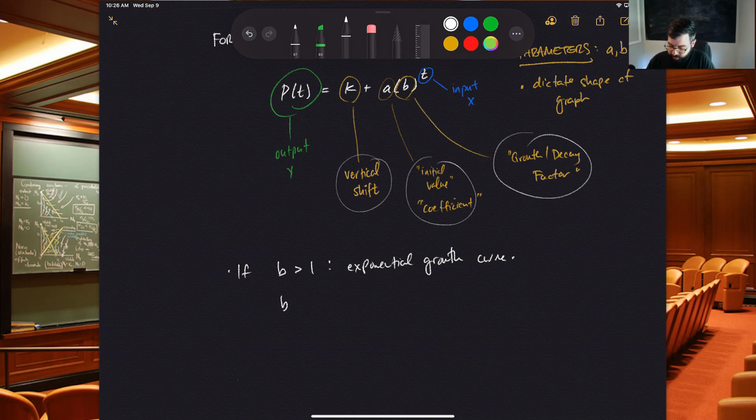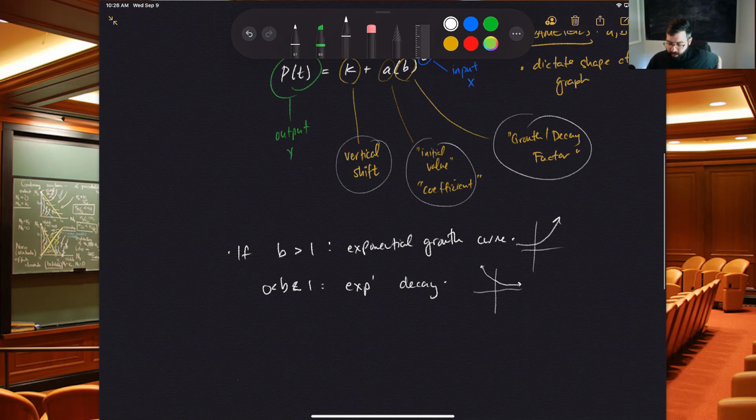If b is between 0 and 1, we know that, not equal to, if b is strictly between 0 and 1, we know that this is exponential decay. All right, so here normally it should be doing something like this. With decay, it should be doing something like this. Now, here's the kicker. If a is positive, then this all stays the same, right?